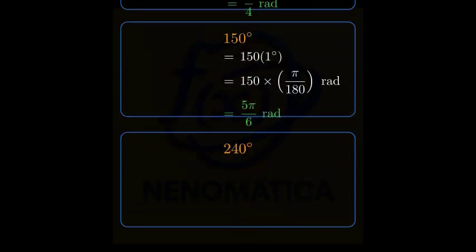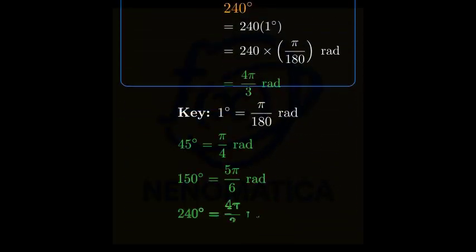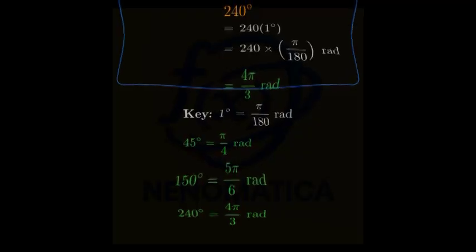Finally, 240 degrees. Step 1 equals 240 times 1 degree. Step 2 equals 240 times the quantity pi over 180 in radians. Step 3 simplifies to 4 pi over 3 radians. Recap. The conversion factor is 1 degree equals pi over 180 radians. So, multiply the degree measure by pi over 180 and simplify. Our final results are pi over 4, 5 pi over 6, and 4 pi over 3 radians.